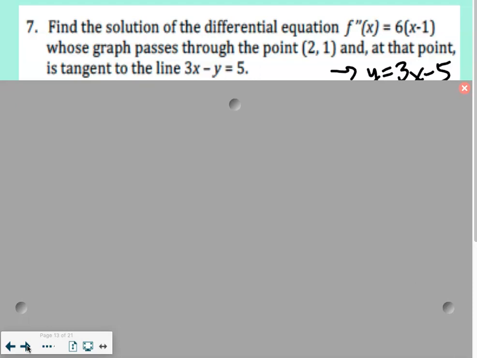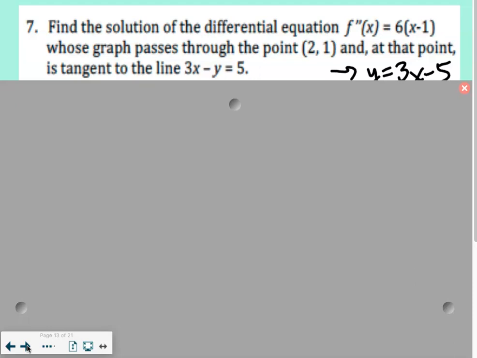So we're starting with an f double prime. First of all, a solution to a differential equation means the original function. Some of you gave me like x equals 12. It's just nonsense, right? That doesn't even make any sense. So no, you're not solving for x, you're solving for a function. So the solution to a differential equation is the original function, f of x.